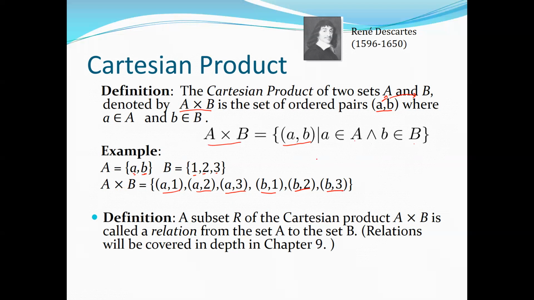Remember, A cross B is never equal to B cross A, unless A and B are equal sets. So A cross B is not equal to B cross A; they are different. Similarly, for example, if you have B cross A, let's compute B cross A.